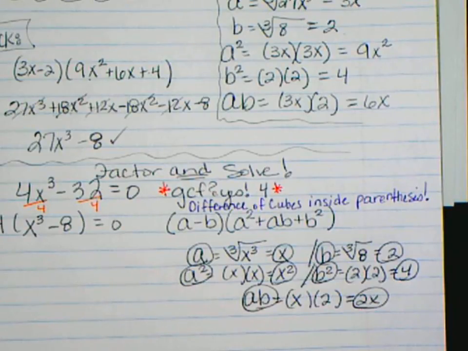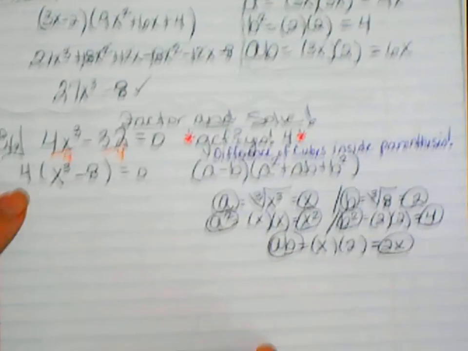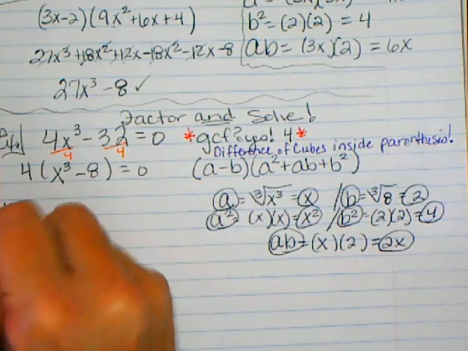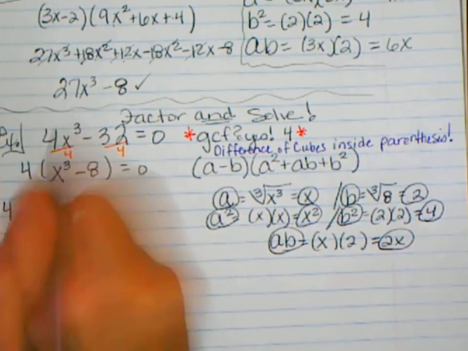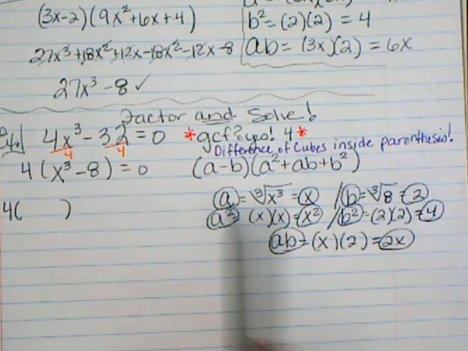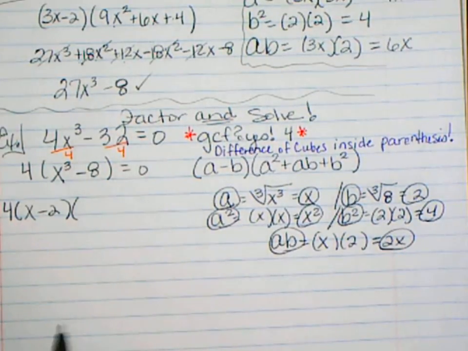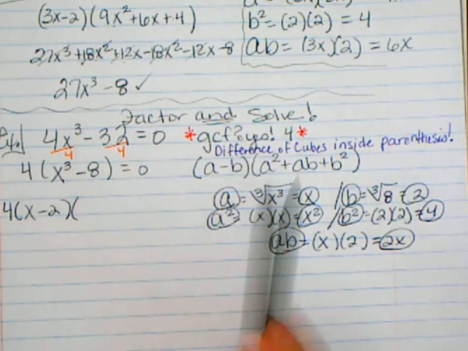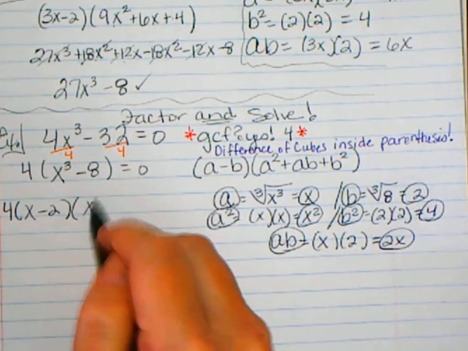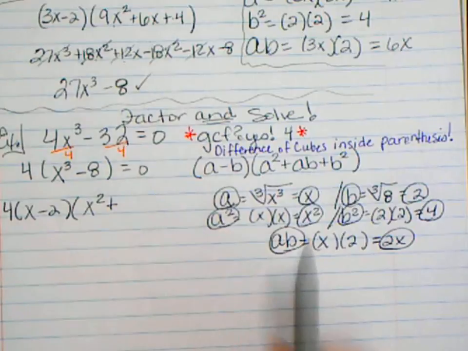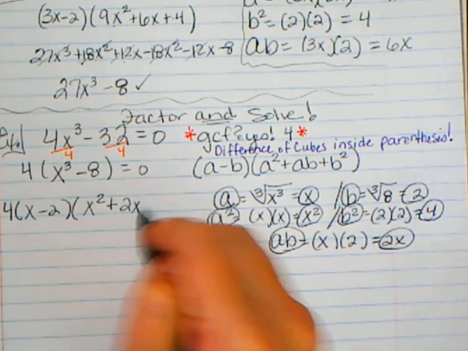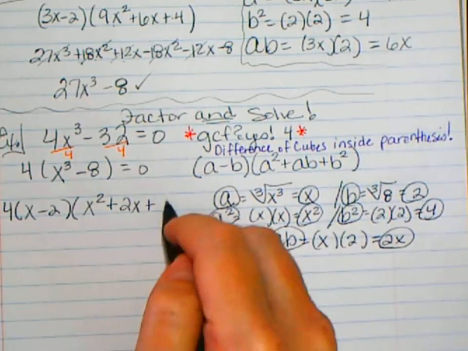So now I'm going to factor. I have the GCF of 4. It's a factor. I have to include it. For A minus B, that'll be x minus 2. And then in my next set of parentheses, I will put x squared plus 2x plus 4.